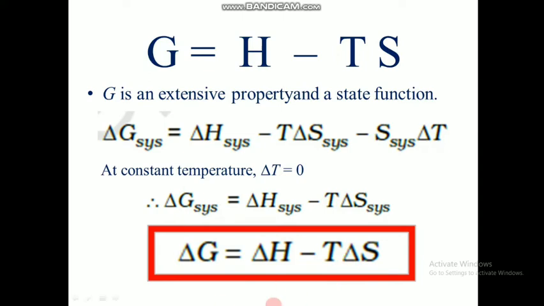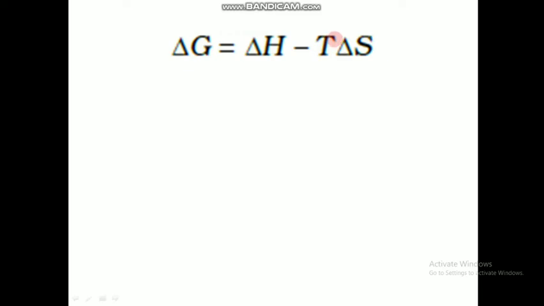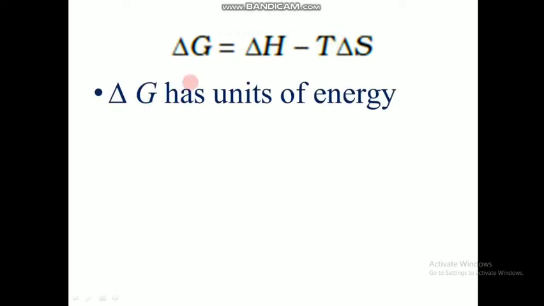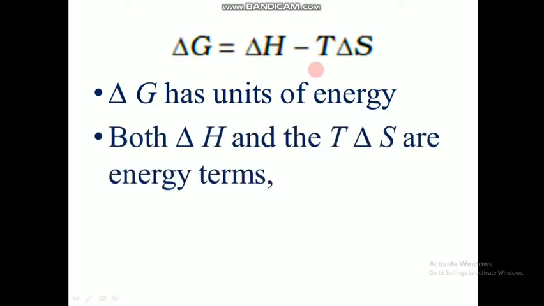Now what we need to find is the unit of free energy. From this equation we can find it out. Delta G has a unit of energy. But how do we get the unit of energy for delta G? Because both delta H and T delta S are energy terms. So delta G is equal to delta H minus T delta S, and all these expressions are actually energy terms.